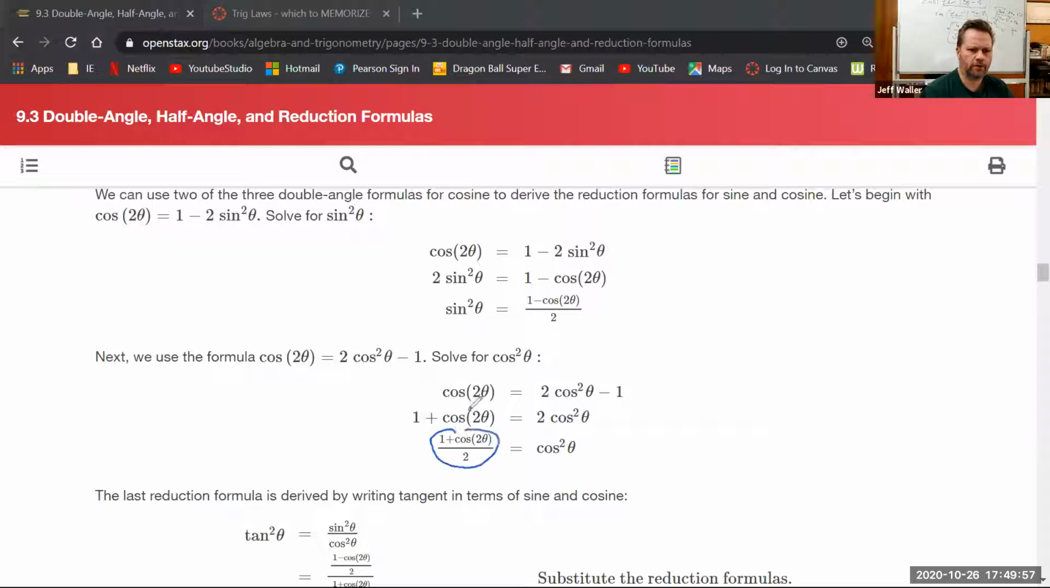What's the power on the trig function here? First power. What's the power on this side? 2. Second degree, right? So this is what they call power reducing. If I have a squared cosine, I can rewrite it as a non-squared cosine expression.